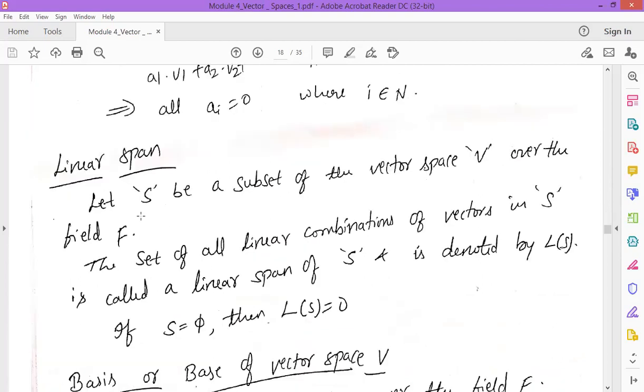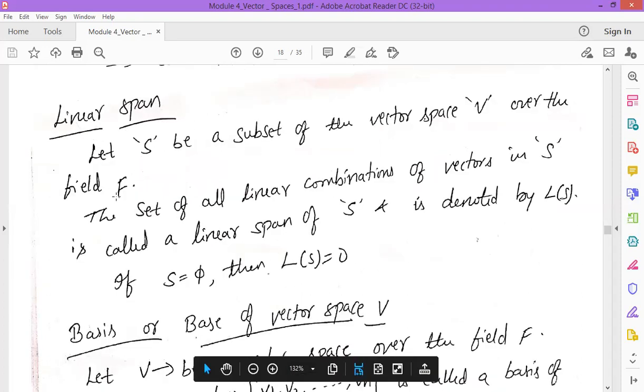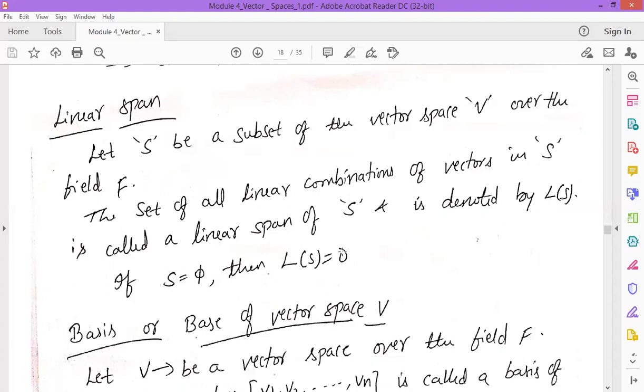And the next concept is the linear span. Here we are going to consider a subset S belonging to the vector space V over the field F. The set of all linear combinations of vectors in the subset S is called the linear span of S, denoted as L of S. And here we'll see how to write the linear span of the given sets. If the subset is a null set, then the linear span of the subset S will obviously be equal to 0. When we don't have any elements, obviously the linear span of that subset will be 0.